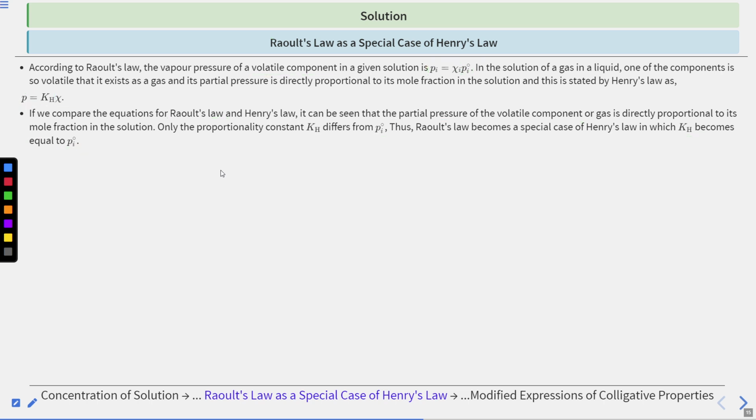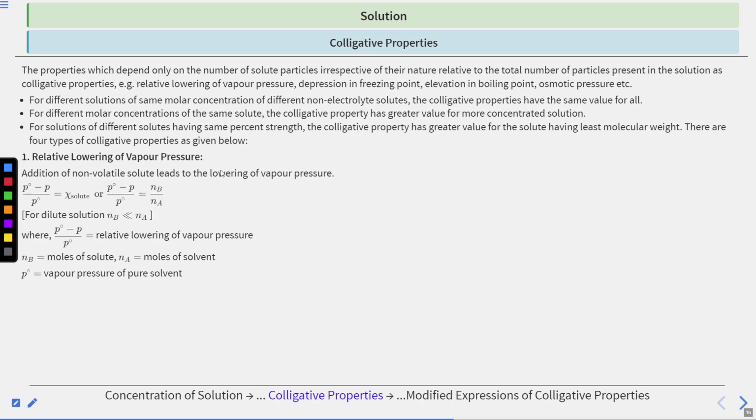So let's move to the next topic, colligative properties. Let's see what colligative properties are. The properties which depend only on the number of solute particles, irrespective of their nature, relative to the total number of particles present in the solution, are colligative properties. Examples: relative lowering of vapor pressure, depression in freezing point, elevation in boiling point, and osmotic pressure.